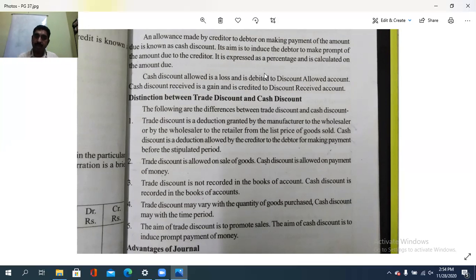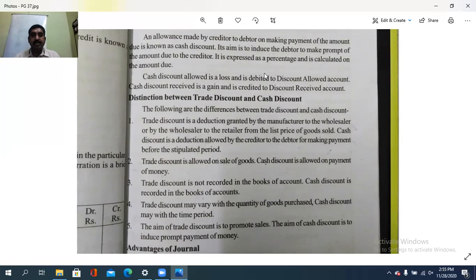Trade discount is to be given for the list price of goods sold, while cash discount is a deduction that is allowed by the creditor to the debtor for making the payment before a stipulated period of time. So payment should be received, and for that reason cash discount is to be allowed.